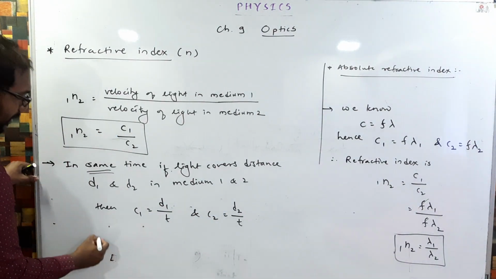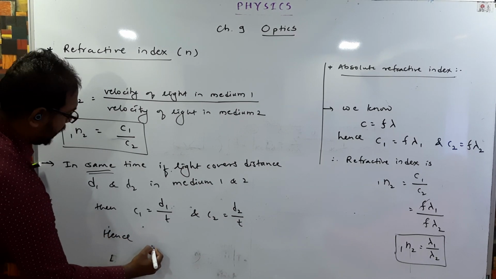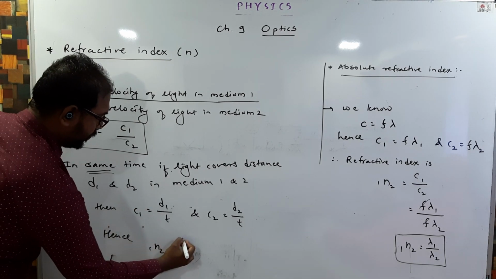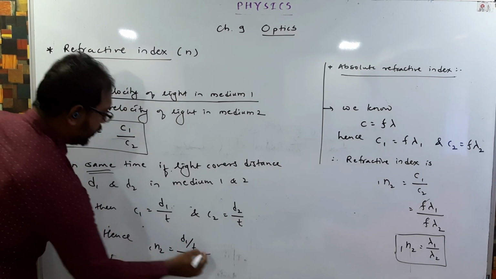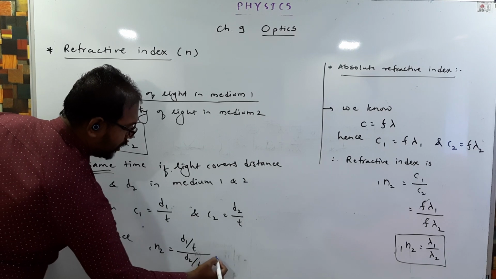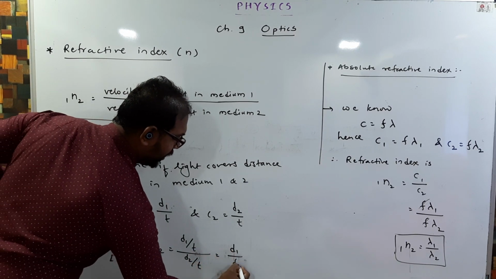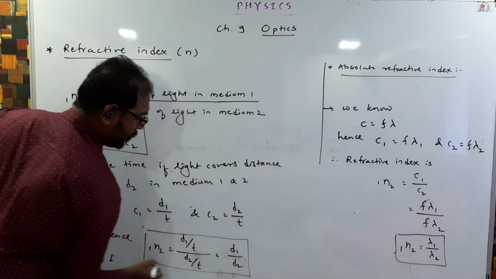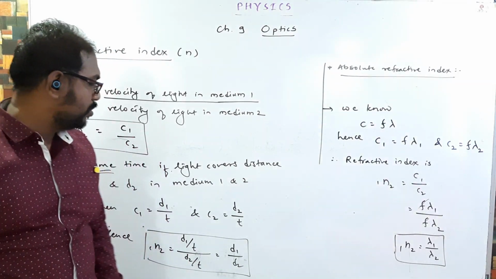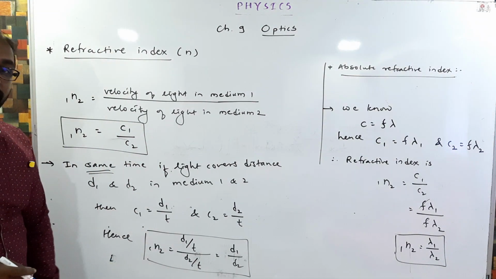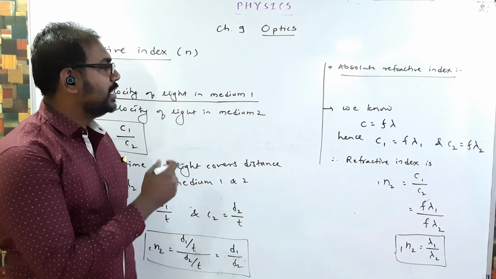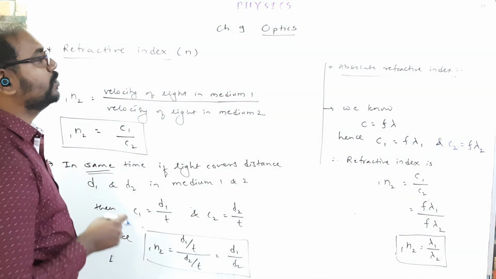So if you substitute in this formula of refractive index, we get refractive index of medium 2 with respect to medium 1. So we can substitute here d1 by t instead of c1, and instead of c2 I can substitute d2 by t. So t gets cancelled, we get the formula d1 by d2. So this is also an expression for refractive index. So distance in medium 1 divided by distance traveled by light in medium 2 is also the refractive index if the time is same. So we can write refractive index in terms of many more quantities, but you can remember these formulas for the problem point of view only.